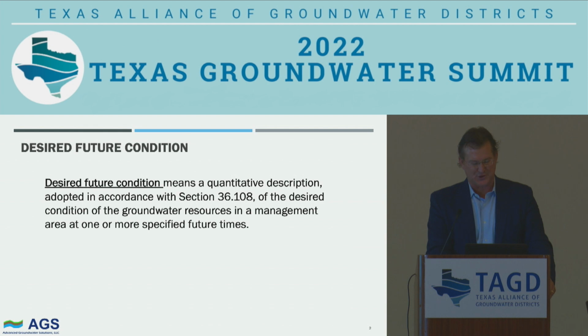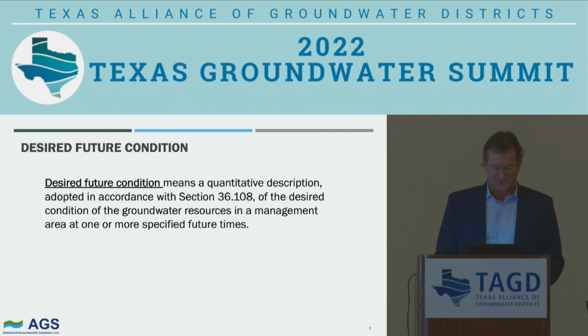A desired future condition is from Chapter 36. It means a quantitative description, adopted in accordance with Section 36.108, of the desired condition of the groundwater resources in a management area at one or more specified future times. So most folks in the room are probably really familiar with that.